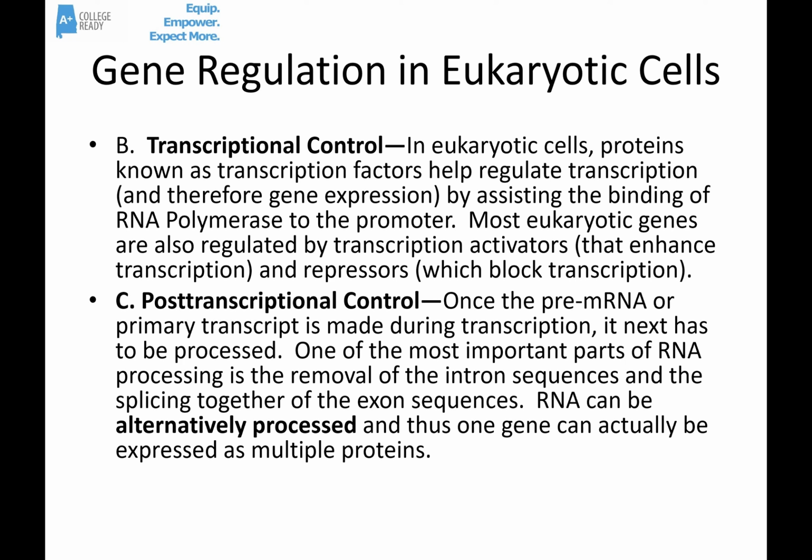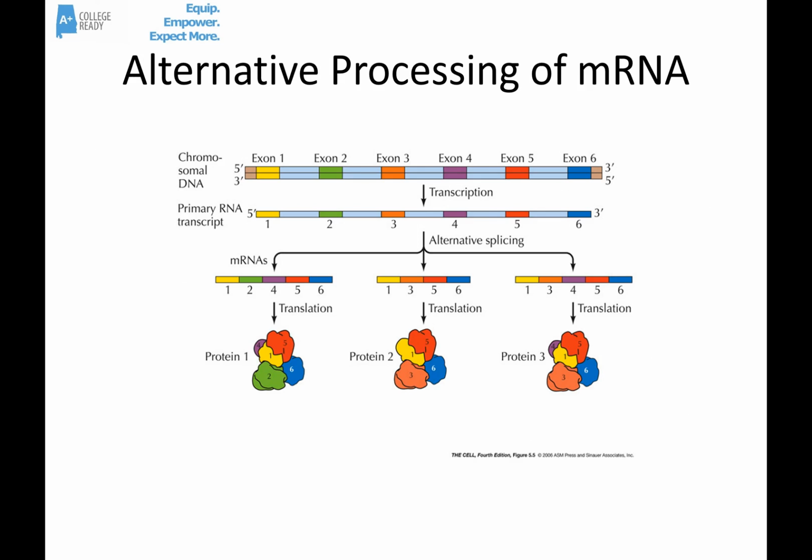There's also post-transcriptional control. So once the pre-RNA is made, or a primary transcript is made, it has to be processed. One of the most important parts of RNA processing is the removal of the intron sequences, the non-coding sequences, and the splicing together of the exon sequences. We talked in the previous unit about how the RNA can be alternatively processed or alternatively spliced. And this allows one gene to actually code for multiple proteins. Here we can see that happening.